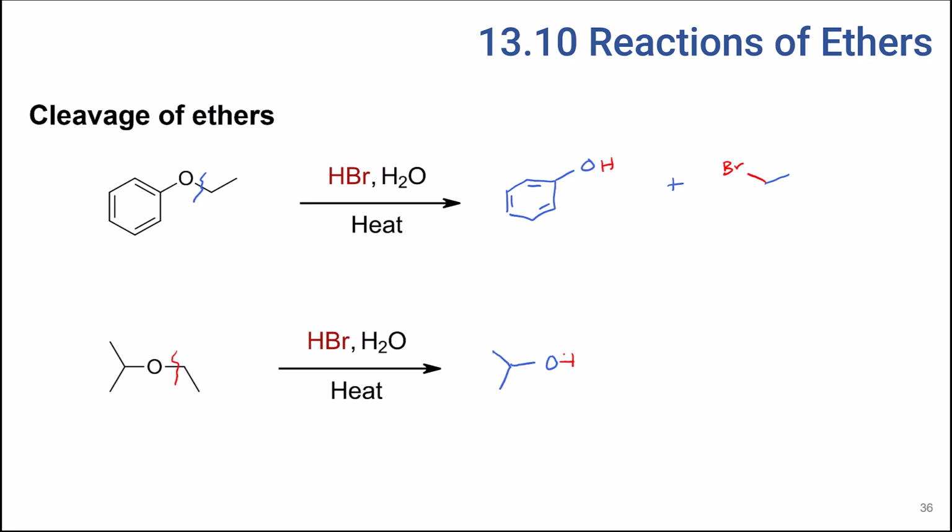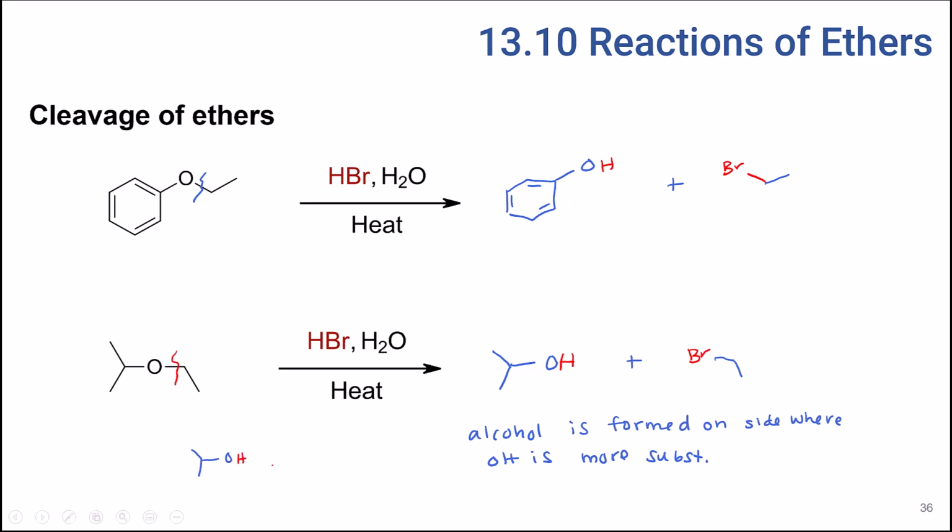The H goes to the side that has more substituents, and then this will get the Br. The hydrogen is going to go on the oxygen on the side where our carbon has more substituents. So it would be this versus this one. This is our major product. So we have secondary alcohol versus the primary.